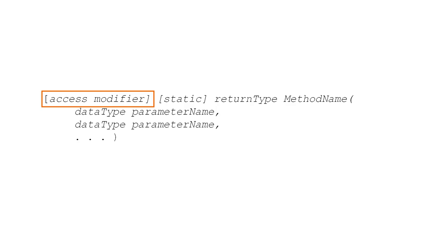So this first piece, called the access modifier, tells us who can call the method. If we make this method public, then anyone can call it. And if we make it private, then only other methods within this object can call it. And the square brackets mean that the access modifier is optional, and if we don't provide it, the default is private.